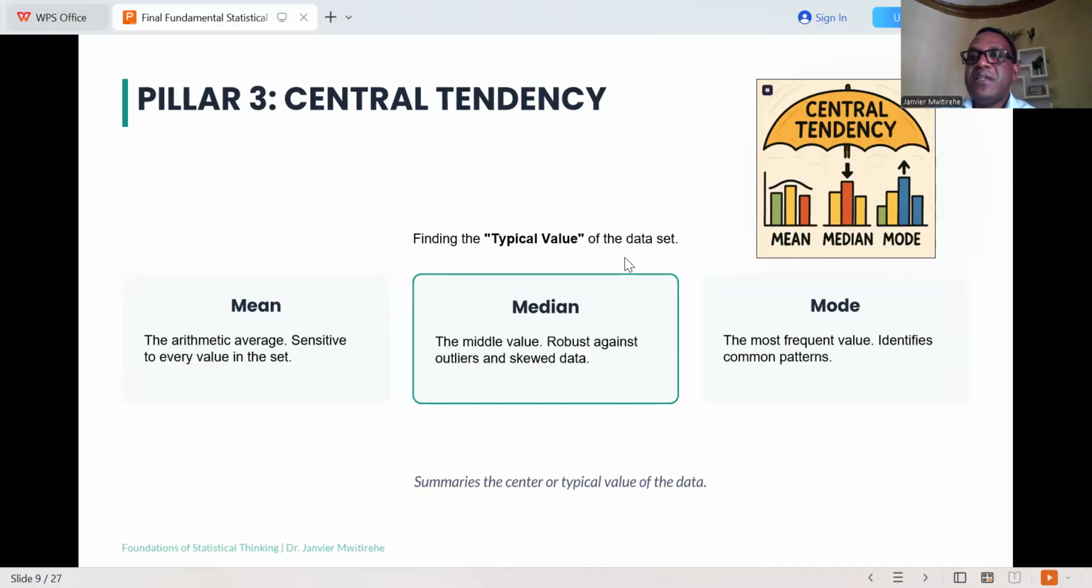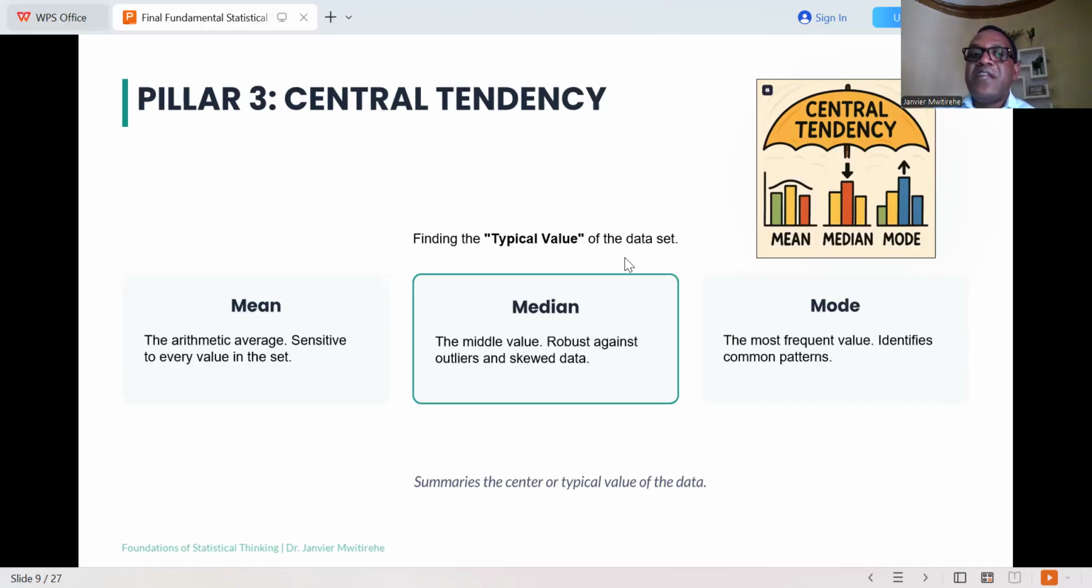The first one is the mean, which is the arithmetic average. In French, they call it moyenne. In Rwanda, it is impuzandengo. This is sensitive to every value because each and every value accounts. We take all those values, we add them up, and then divide by the number of subjects from which the data was collected.